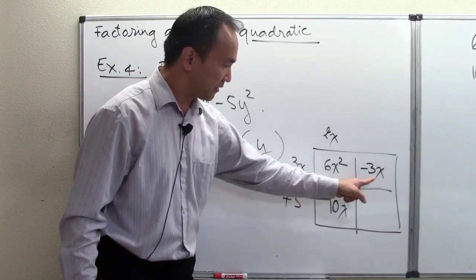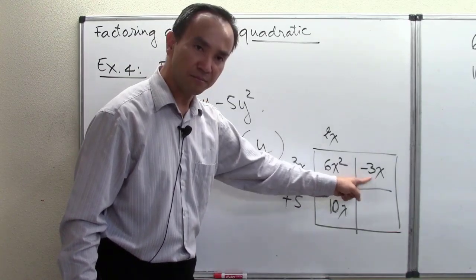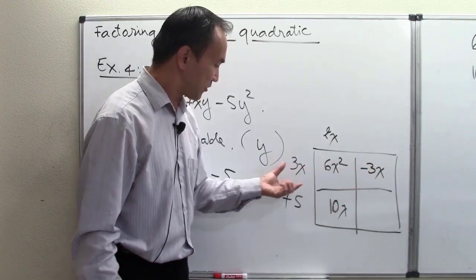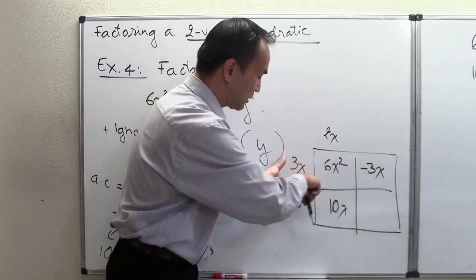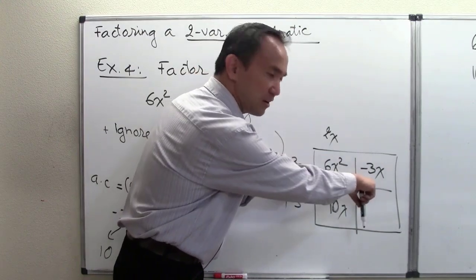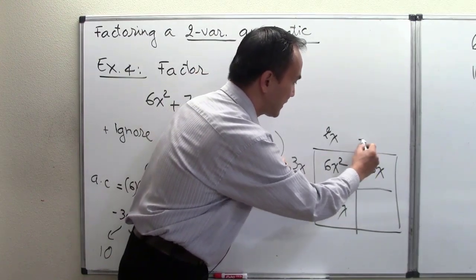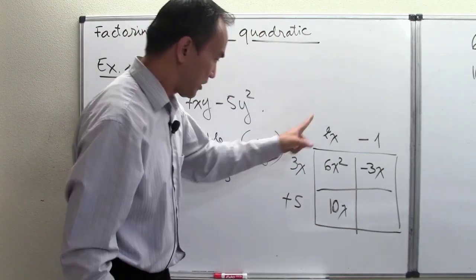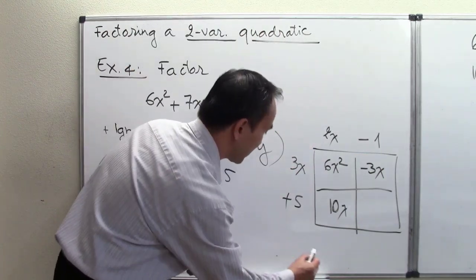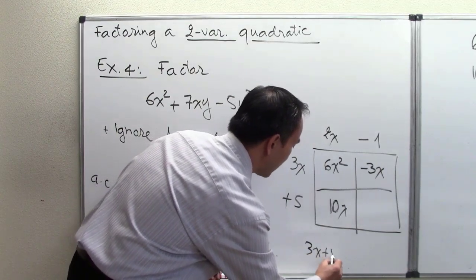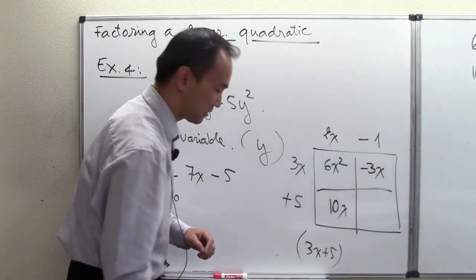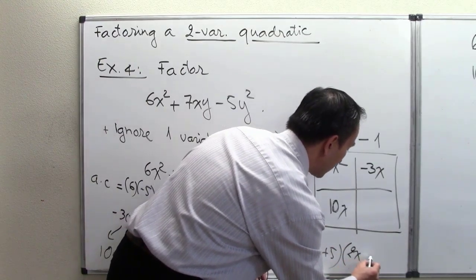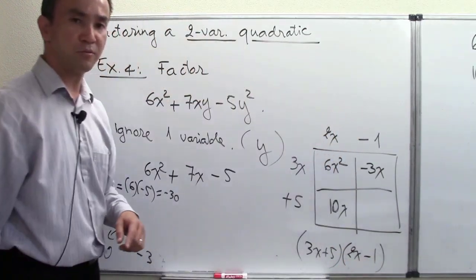Then for 3x, think of that multiplication table. I need a factor that multiplied with positive 3x gives me minus 3x. So that other factor has to be negative 1. All of a sudden I can see that 3x plus 5 stays in one pair of parentheses, and 2x minus 1 stays in another pair of parentheses.